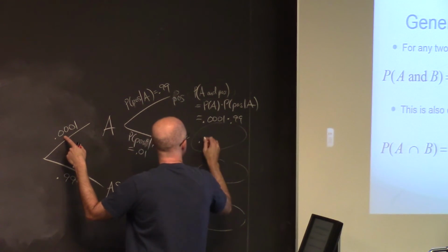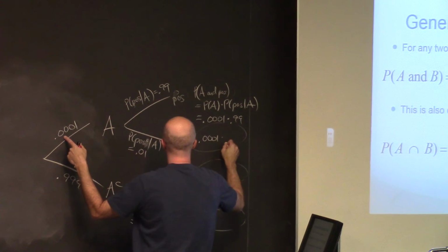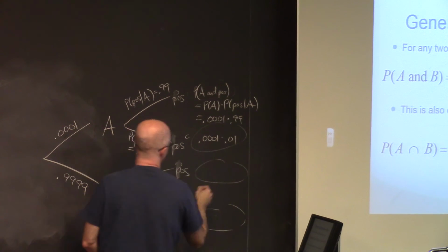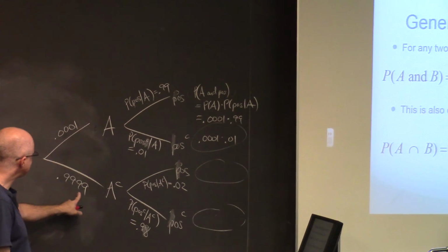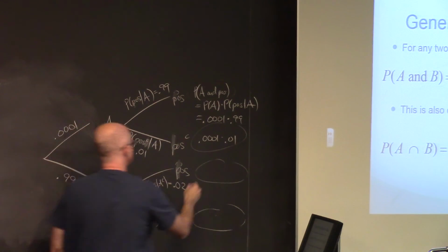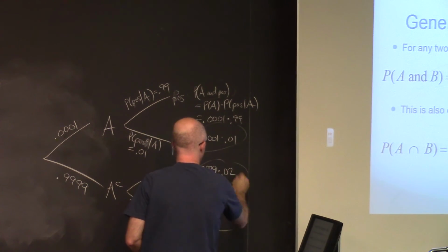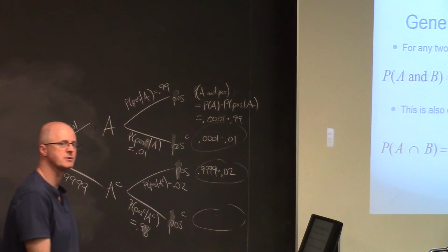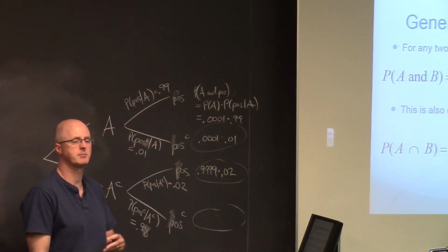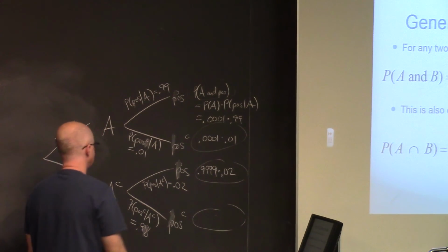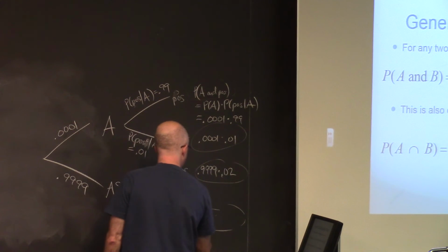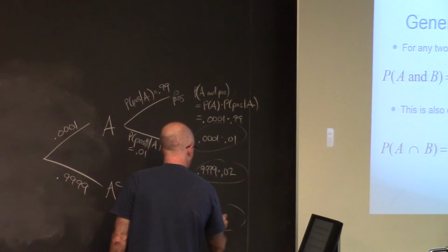0.0001 times 0.01. For this one, do 0.9999 times 0.02. In each case, we're really using this general multiplication rule to find the unconditional probability of one thing and the other. Finally, 0.9999 times 0.98.